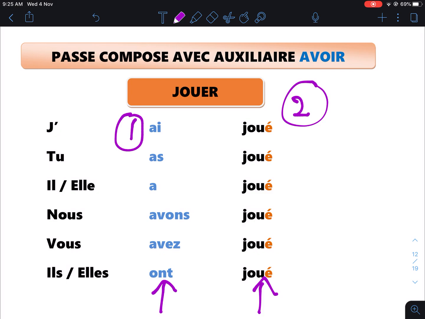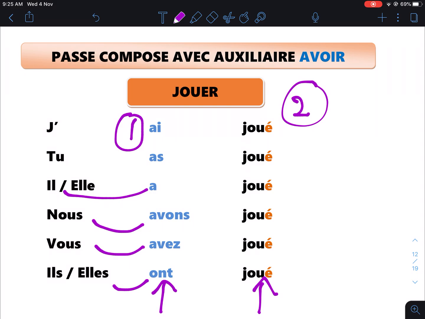Well, you can make a link here when you can. Nous avons, vous avez, ils ont, elles ont. So you can make a liaison here, a link, when you read. But that's not the focus of this clip. The focus is passé composé.